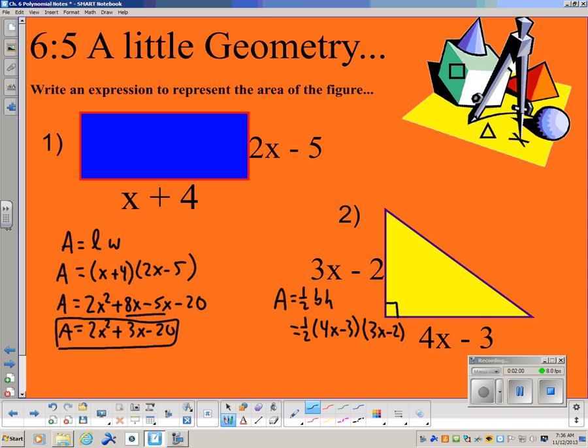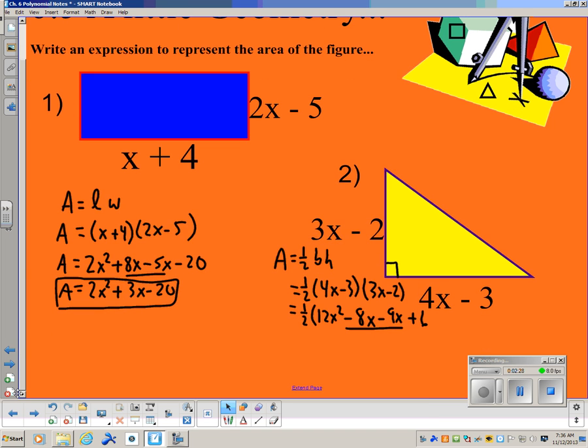So I'm going to go ahead and FOIL out that 4x minus 3 and that 3x minus 2, and then I'm going to go ahead and distribute the half through. So 4x times 3x there is 12x squared. 4x times a minus 2 here is a minus 8x. Inner terms here, negative 3 times 3x here is a minus 9x. And last term's negative 3 times a negative 2 here is plus 6. Simply now combining those middle terms there, we end up here with 1/2, and then parentheses here, 12x squared minus 17x plus 6.